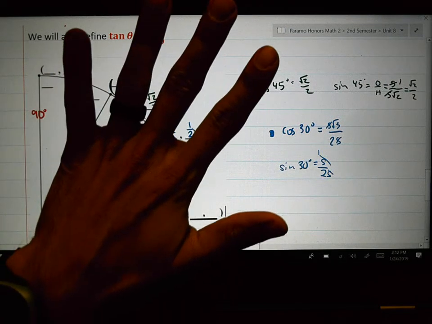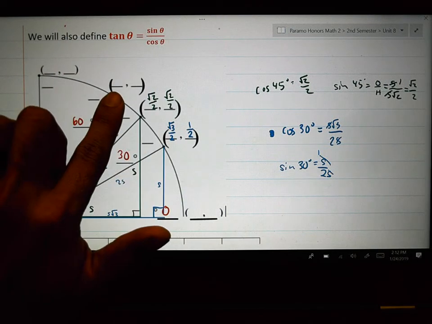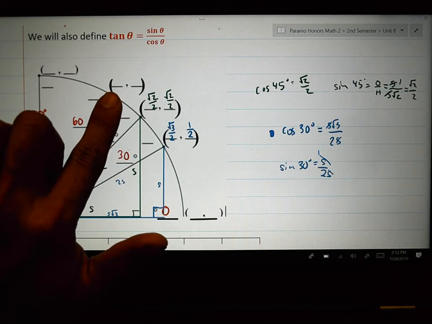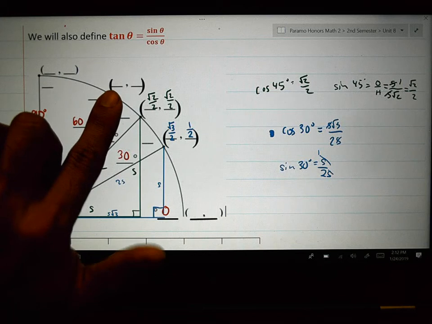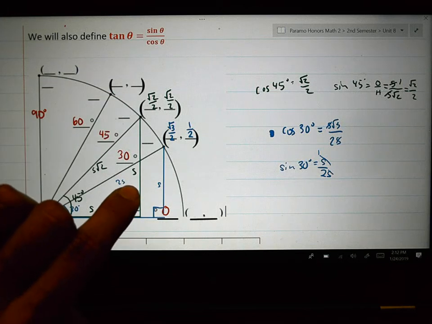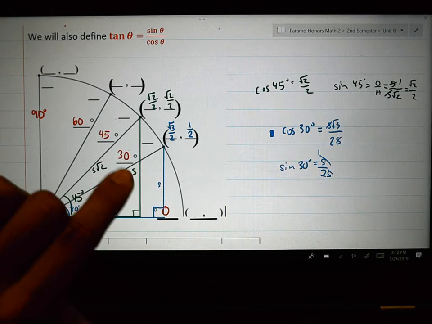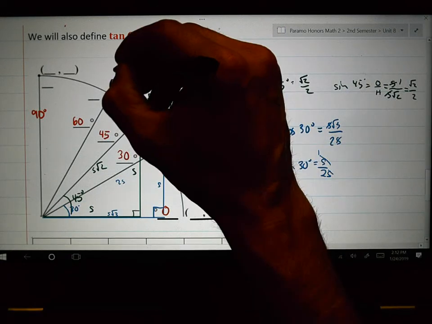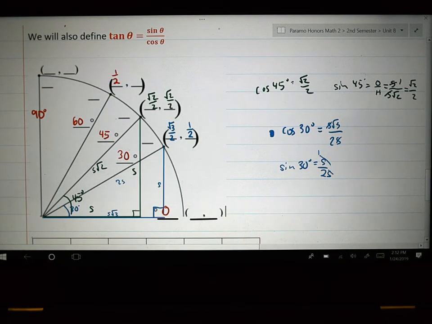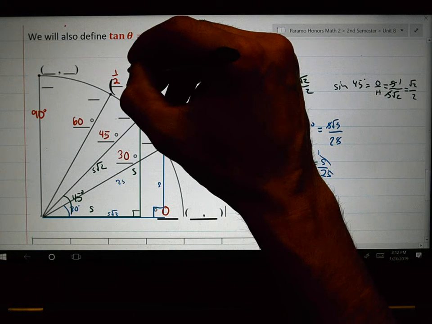Coming back. How many of you figured out the cosine? Raise your hand if you have an answer for cosine. Okay, that's not everybody. So, do you need more time or did you get stuck? That's what I need to know. It's what? 1/2. I agree. What's the sine? There you go.